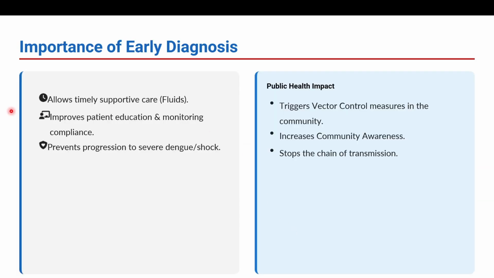So the importance of early diagnosis: it allows timely supportive care and administration of fluid to prevent hematocrit drop, platelet drop, and dehydration, and further prevent dengue shock syndrome. It also improves patient education and monitoring compliance and prevents progression to severe dengue. As for public health impact, it triggers vector control measures in the community. When a dengue case is identified, it is usually informed to the corporation or municipality, where they take important actions for eradication of the vector. So it increases community awareness and stops the chain of transmission.